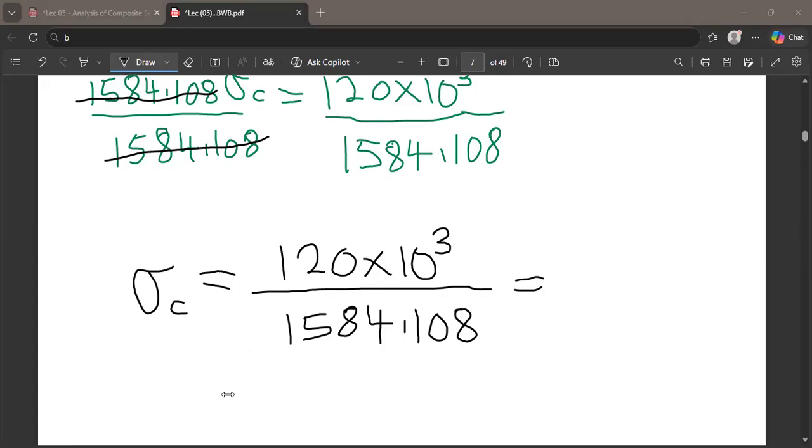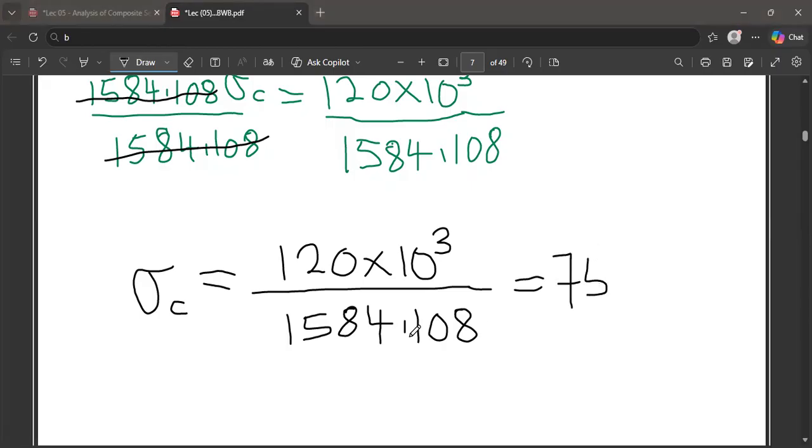So at the end of the day, we press equal to, and we are going to get what? 75 points. I think that was what we had over here, 75.7524 Newton per millimeter squared. And that is so wonderful and beautiful. So we are going to get 75.7524.